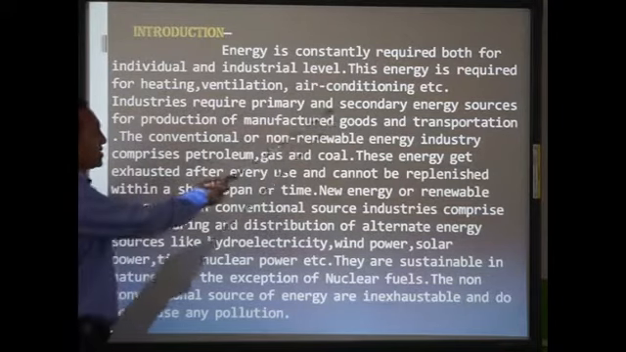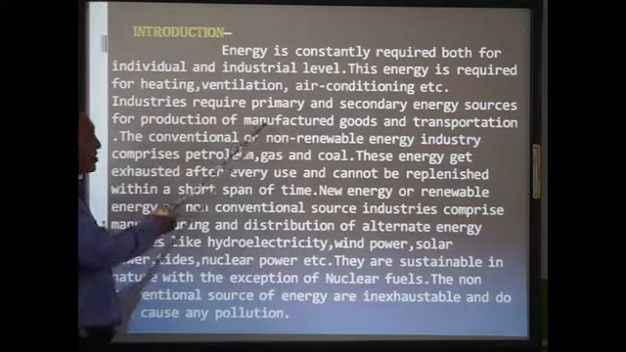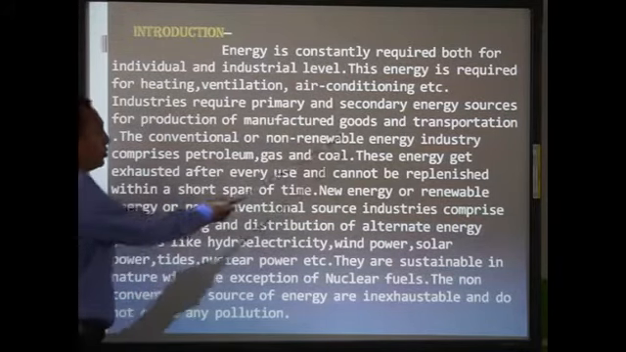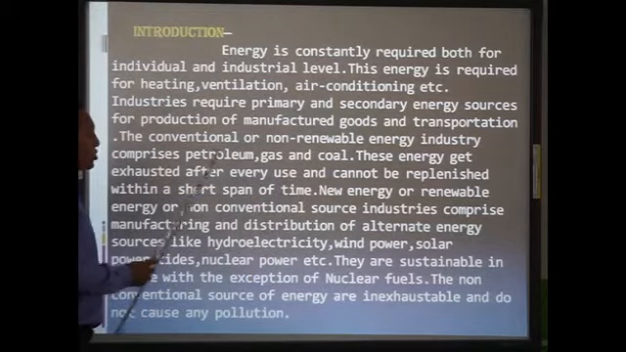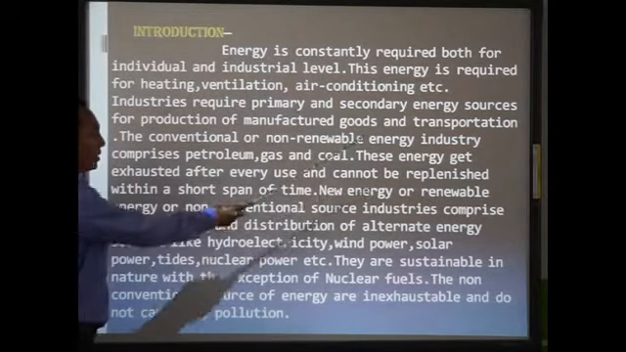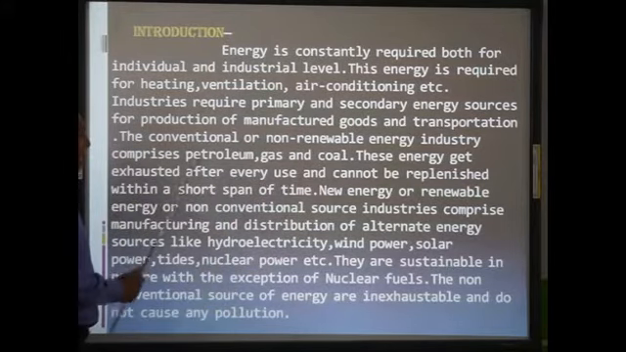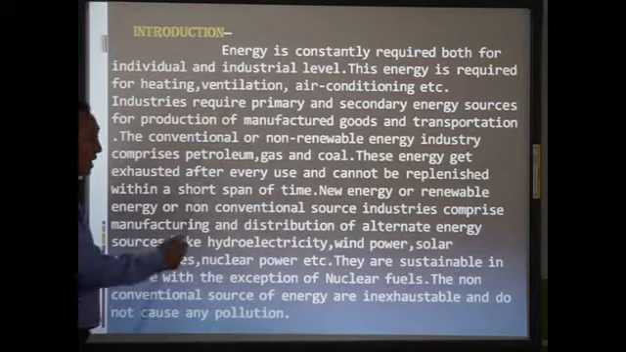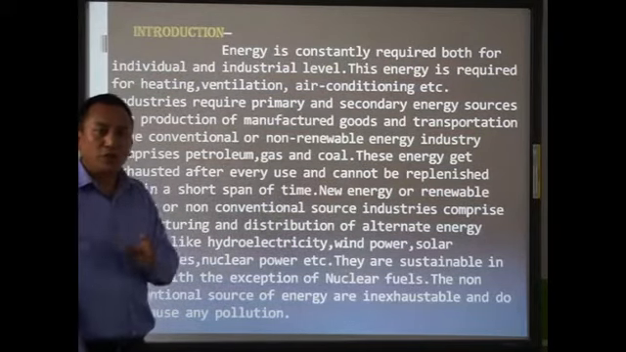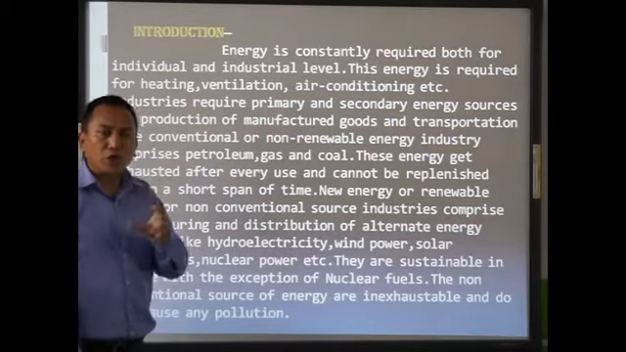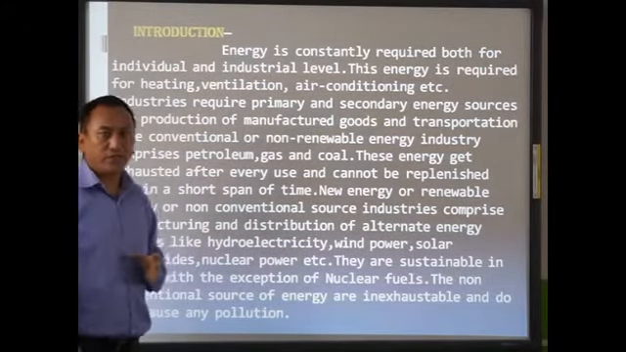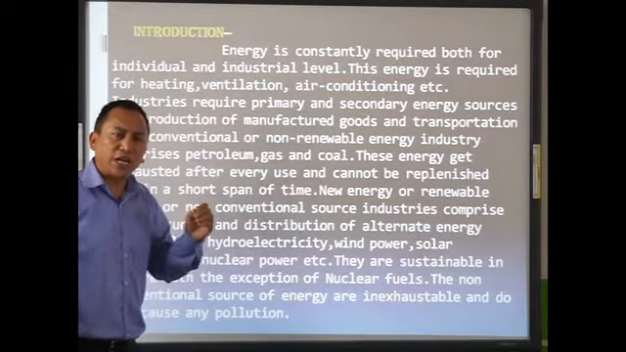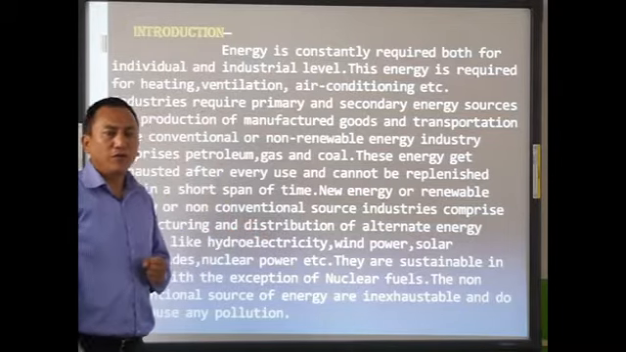Industries require primary and secondary energy source for production of manufacturing of goods and transportation. The conventional or non-renewable energy industry comprises petroleum, gas and coal. These energy get exhausted after every use and cannot be replenished within a short span of time. That means if you have used coal, petroleum, or natural gas, it gets exhausted. And then it takes millions of years again for it to get formed.